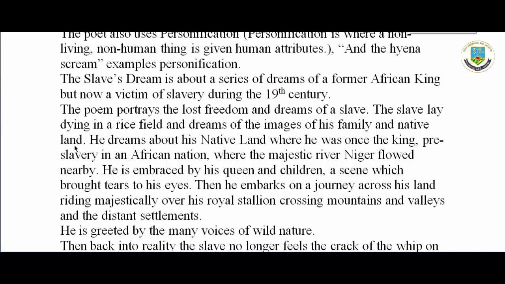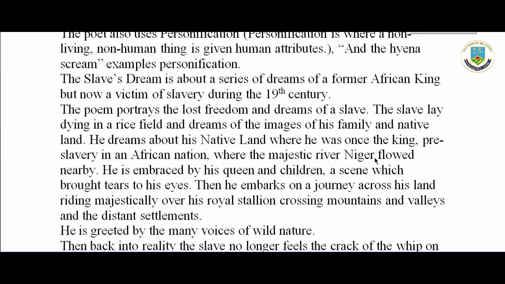He is exhausted. That's why he lay dying in a rice field. As he lay dying in a rice field, he dreams of his family, of his native land. Okay, his dream is about his native land where he was once the king. He dreams, repetition, a dream about his native land where he was once the king, a majestic king, before slavery in the African nation. In that native land where he is the king, the majestic river Niger flowed.